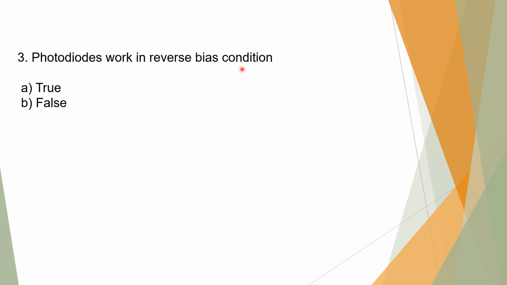Third one, photodiodes work in reverse bias condition. Is this statement true or false? This statement is true. Photodiodes work in reverse bias condition, which means that the p side of the photodiode is connected to the negative terminal of the battery and the n side of the photodiode is connected to the positive terminal of the battery.